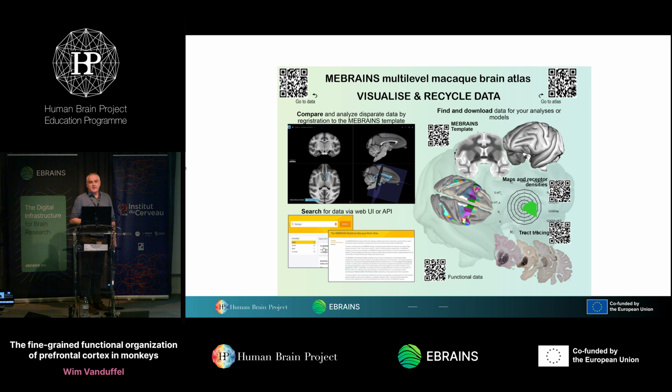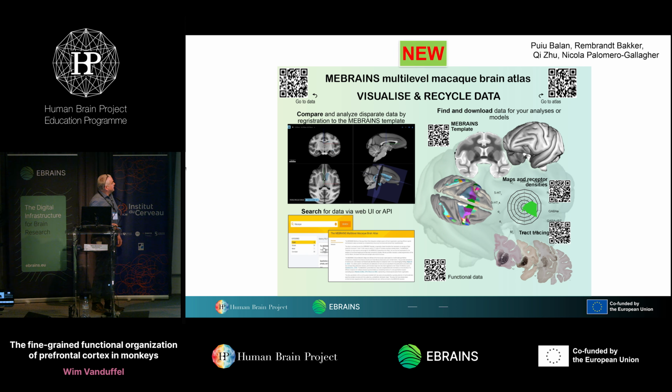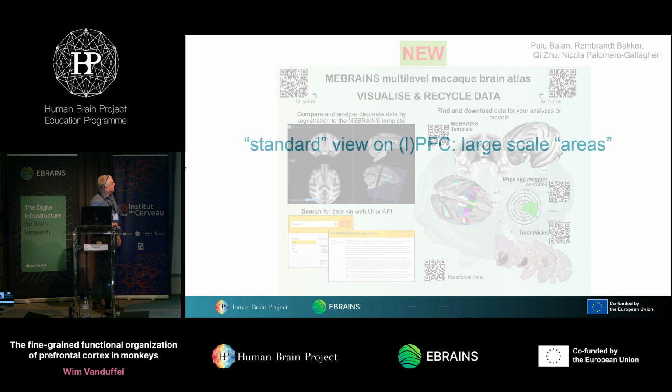We have a new monkey template based on 10 individuals with high resolution T1, T2, CT images, which are available. I think these QR codes should be working by now. So if you're interested, test it out or contact me afterwards. So that's new. And actually, Nicola, who is around, has been working very hard together with some people from the lab to get this going.